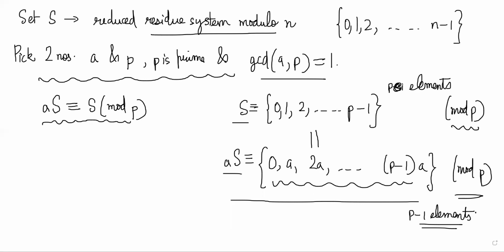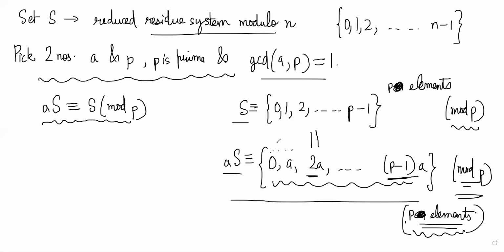P elements here also, and P elements here also, right? So if I have to prove that AS is the set of remainders that come when we do mod P, I need to show that none of these elements is 0 mod P, right? If there are P elements and none of them is 0 mod P, then obviously they will be the other remainders that are possible, right?